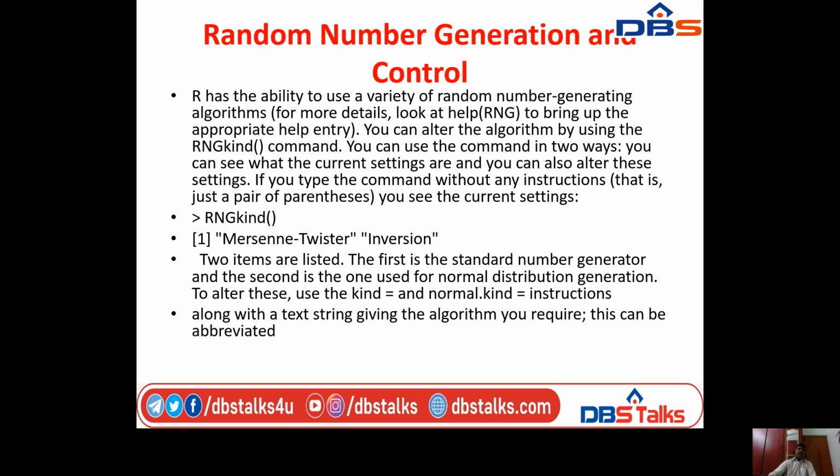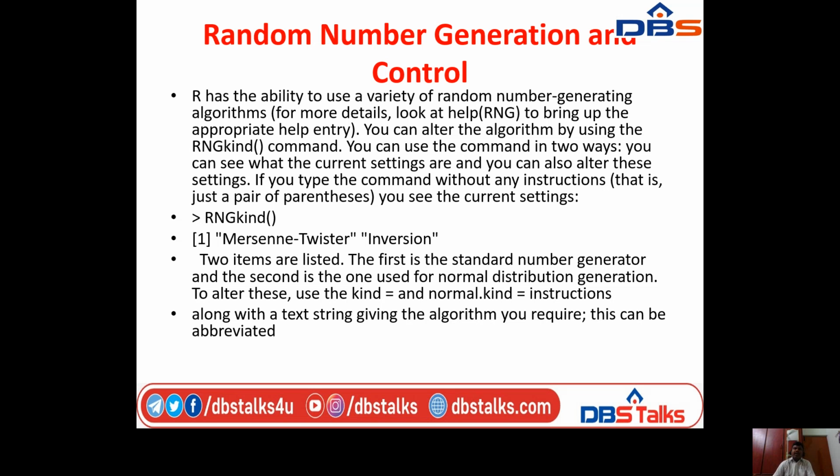Now we come to random number generation and control. We already discussed the previous commands that are used to generate random numbers. Those random numbers are generated by using a set of algorithms internally. For those purposes we take the RNG kind: what type of algorithm we are using, and in what way we are specifying things.